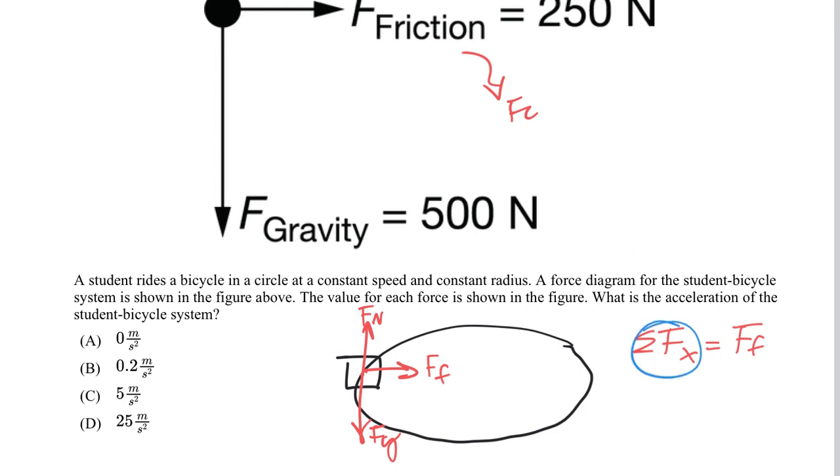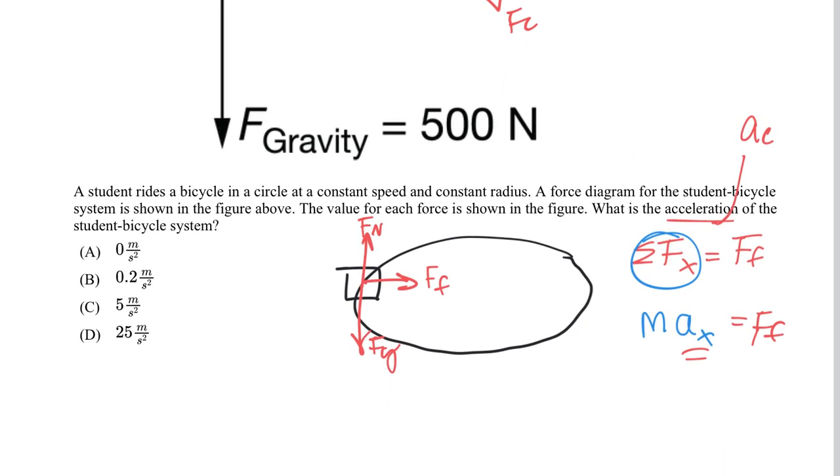and for force, we're going to replace F of x with m a of x, which is equal to force of friction. The acceleration, which is centripetal acceleration, is what's causing the student bike system to move. So now we have to replace force of friction. Force of friction is given to us, so 250 newtons. It's going to be equal to mass times acceleration.